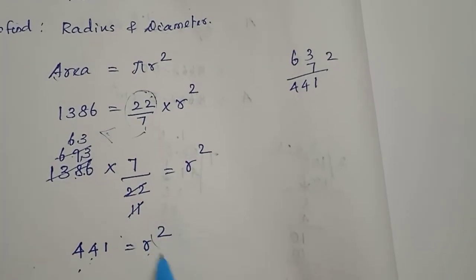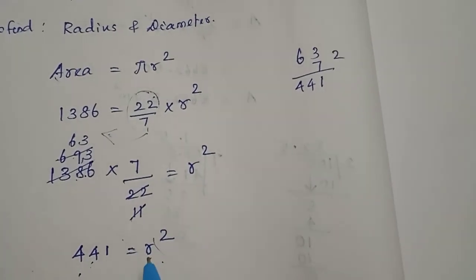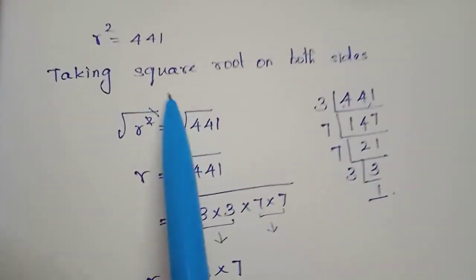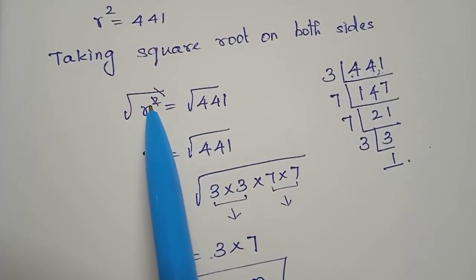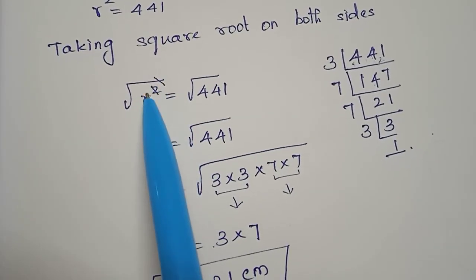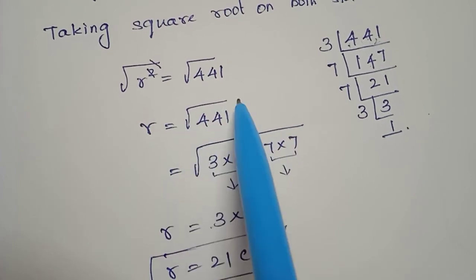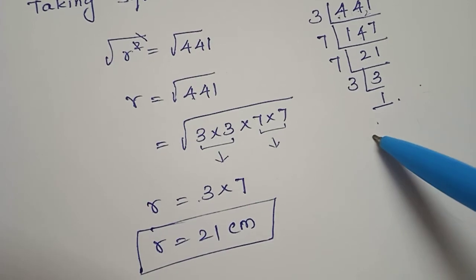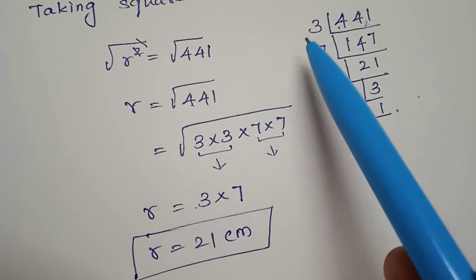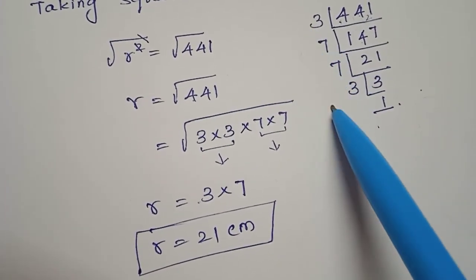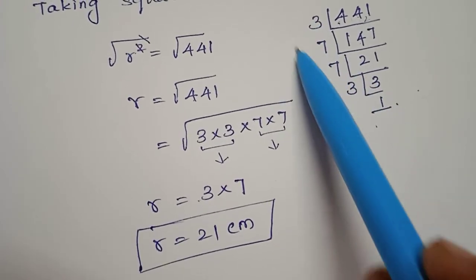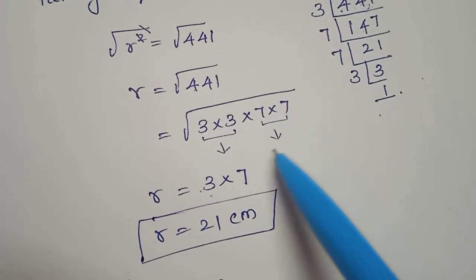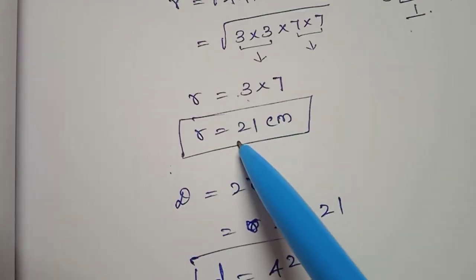And if you have a power of 2, it cannot be simplified. So we have to take the square root on both sides. If you take the square root, then this root and square will get cancelled. So we'll have simply r, and we have to find the value of root 441. By the prime factorization method, we find out till 1. Out of these 2 threes, we have to take out 1 three. Out of these 2 sevens, we have to take out 1 seven. So 3 into 7, it is 21.